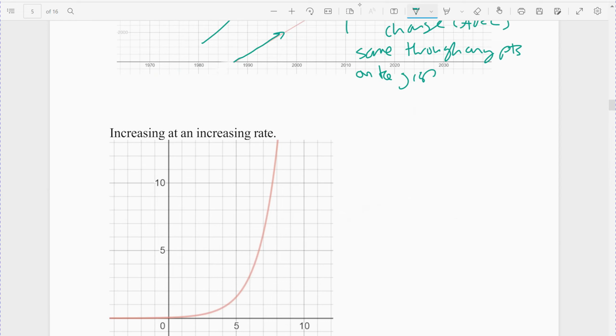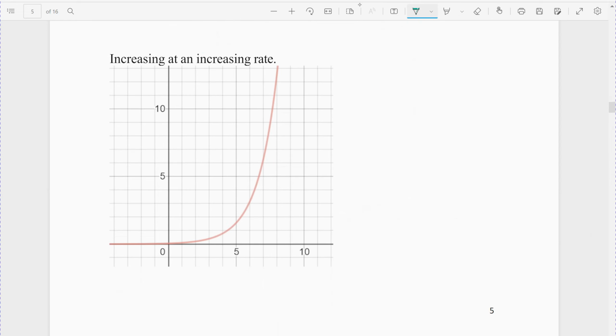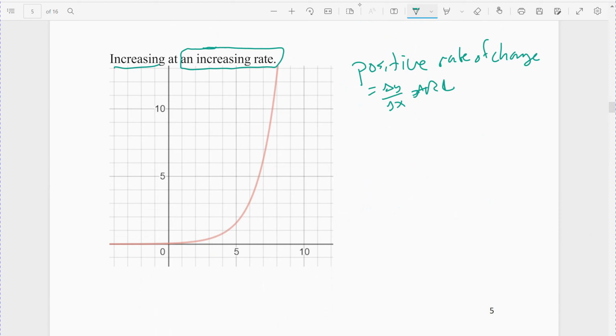The next one's an increasing graph, but it's not a constant increase. It's increasing because we're moving up, so it is a positive rate of change, a positive change in y over change in x. Anywhere we would find the average rate of change, it would be positive. However, it's not the same everywhere. It's different. In this case, the rates of change are increasing, and they're getting bigger.